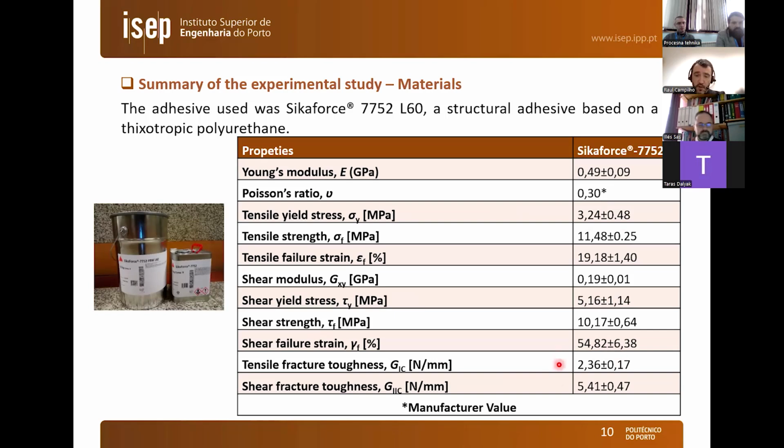We can see from the tensile and shear fracture energies that, compared to typical adhesives, this is a highly ductile adhesive. But on the other hand, if we take a look at the tensile strength and shear strength, it is an adhesive that falls short, for example, when compared with epoxy adhesives.